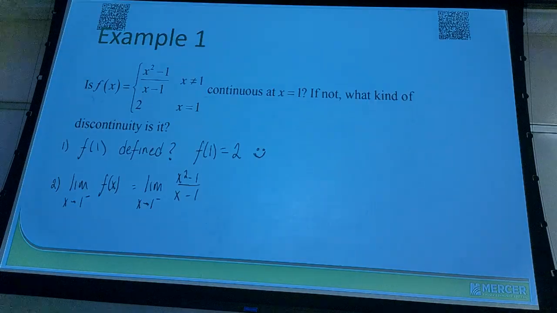It's a rational function, direct substitution. Well, that gives 0 over 0. Which means we have to do algebra. What's x squared minus 1? What's that factor to? It's x minus 1 times x plus 1. So isn't that what you'll be left with? What's that limit? 2.